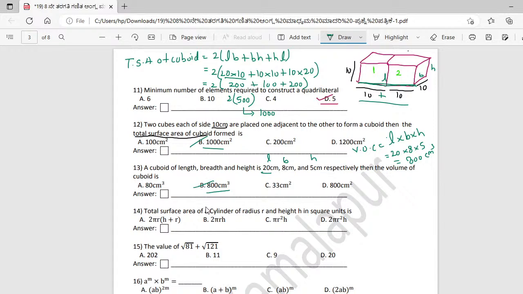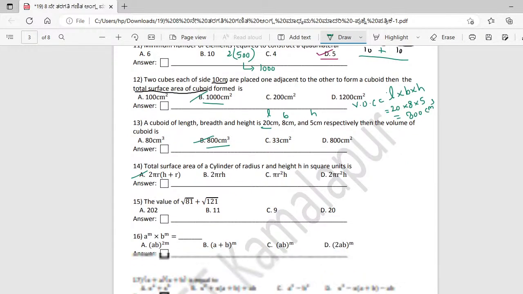Okay. The 14th one, so they're asking you to find out the total surface area of the cylinder of radius r and height h in square unit, which one? The formula, you should be very well aware of the formulas. Which one is our right option for the total surface area of the cylinder as a formula? That is 2 pi r of r plus h. That is our right answer for the formula of TSA of cylinder. Okay, and that was the 14th one.